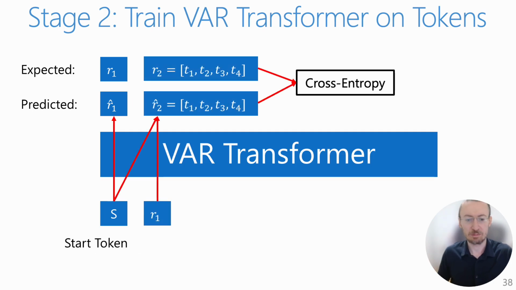Then we proceed to the next resolution, resolution 2. Again, here we use the paradigm of generating these tokens one by one. So we take the previous, in this case, ground truth token R sub 1, this resolution, and then we generate R sub 2 hat. So this is predicted by the VAR transformer, and we compare with the, again, ground truth, so expected R sub 2. We compute cross-entropy loss, and this cross-entropy loss is used to backpropagate through the VAR transformer to train it. And we continue this process in this way until we reach the last resolution, in this case R sub K.